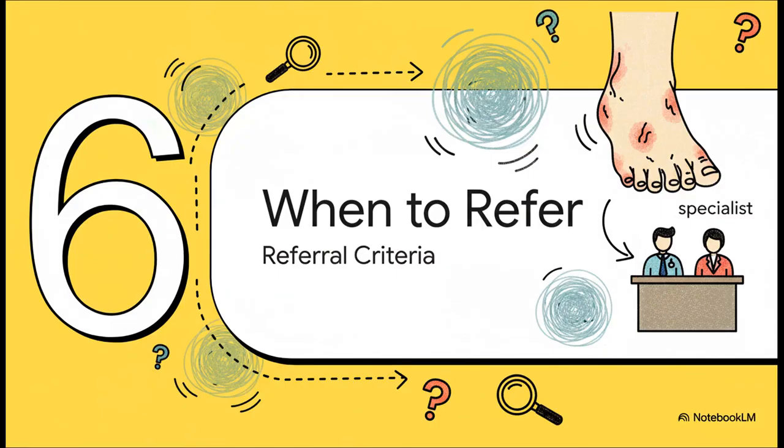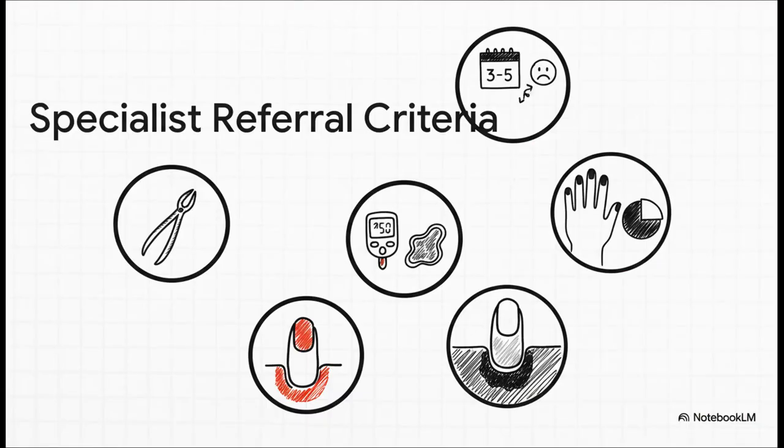All right, our final module, when to refer a patient. Knowing the criteria for a specialist consultation is absolutely essential, especially in a primary care setting. These are red flags for referral. You have to refer if there's a lack of efficacy after a good 3 to 5 months of appropriate treatment. Refer for severe onychomycosis, and that's defined as more than 5 nails being affected or if over 50% of a single nail plate is involved.